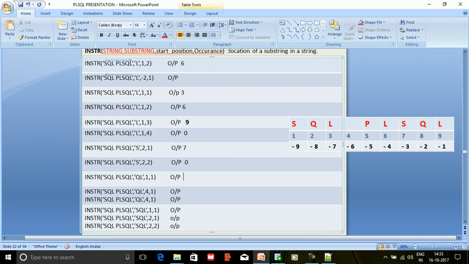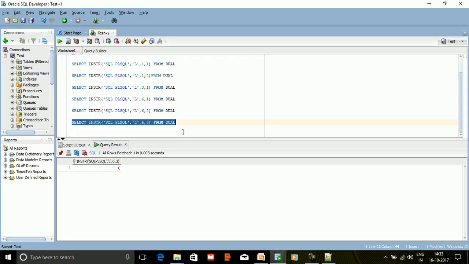Now what is the position? So here it is S. S is two letters, right? We'll check from here, two letters. SQ is equal to QL? No. QL is equal to QL, perfect. So Q position is what? 2. It will return 2. Let us see this one with execution.